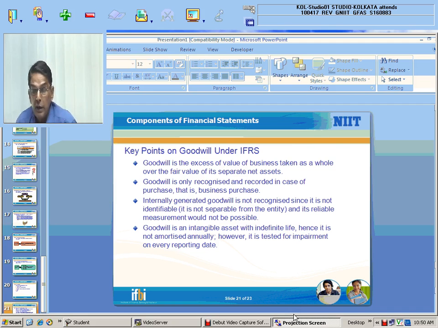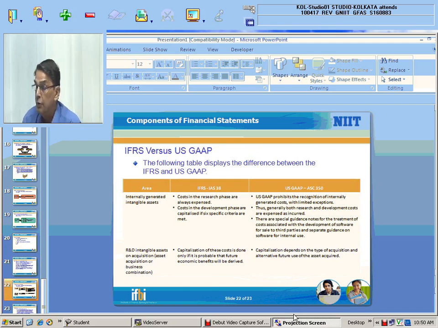So we will now talk about the difference between IFRS and US GAAP so far as intangible assets accounting is concerned. The first area is internally generated intangible assets. Under IFRS IAS 38, costs in the research phase are always expensed. Costs in the development phase are capitalized if the six specific criteria which we discussed are met.